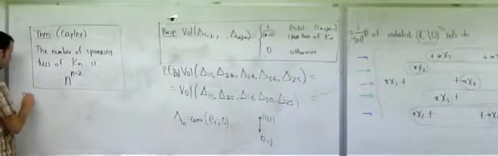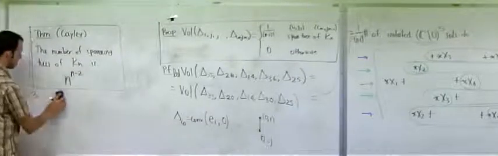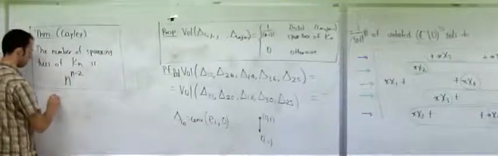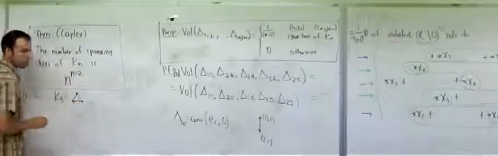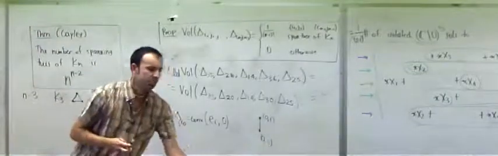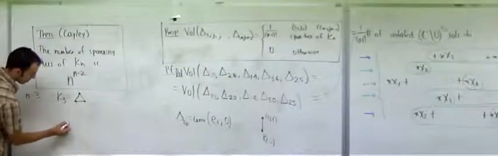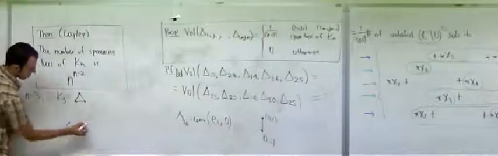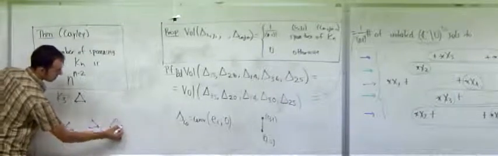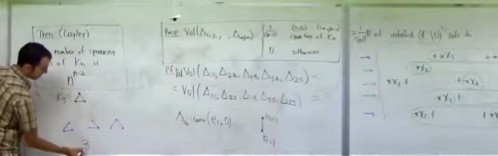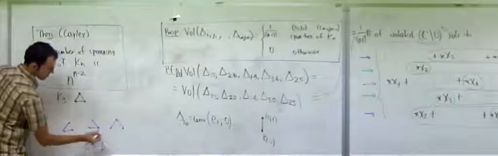And just to make sure that it's clear what we're talking about, if n is equal to 3, then the complete graph has 3 vertices and they're all connected. So what spanning trees do I have? Well, I basically have to choose 2 of these edges. So I either do this, or I do this, or I do this. So that's 3 spanning trees, which is 3 to the 1.